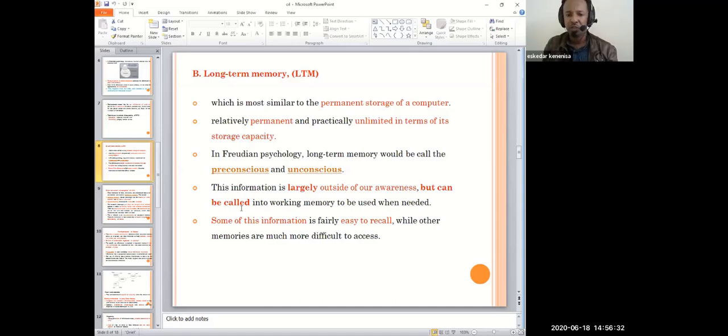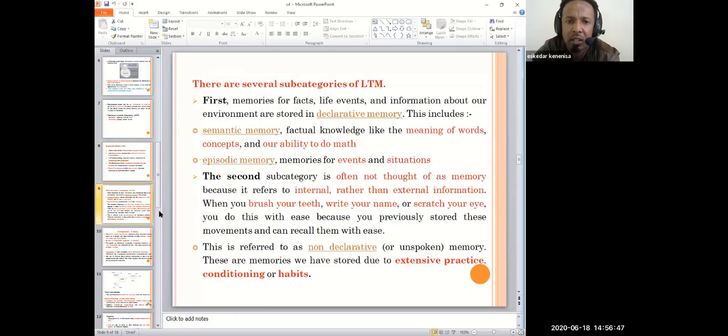Some of the information in long-term memory is easy to recall, while others are difficult. Long-term memory has several subcategories. Long-term memory መከፋፈል እንችላለን. ለምሳሌ declarative memory እናደርጋለን. Declarative memory, the first part. Under declarative memory, semantic and episodic memory.